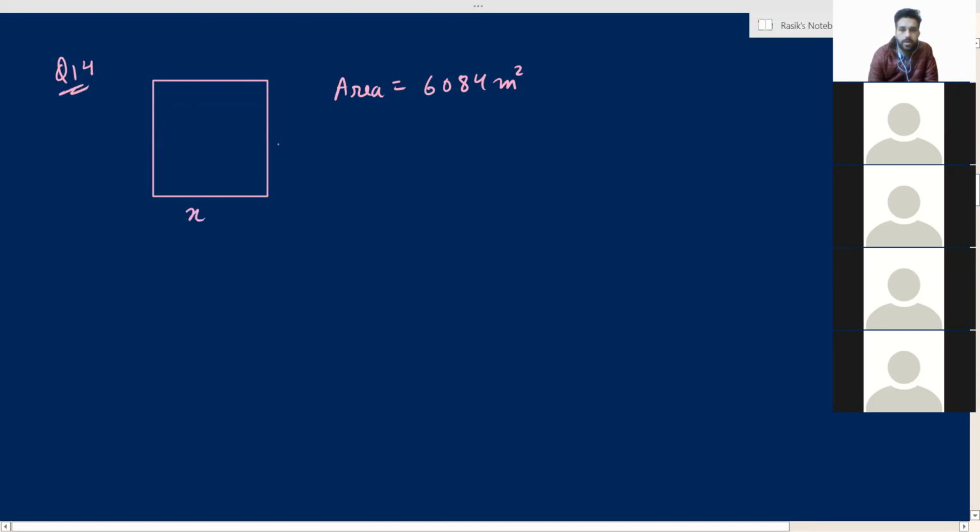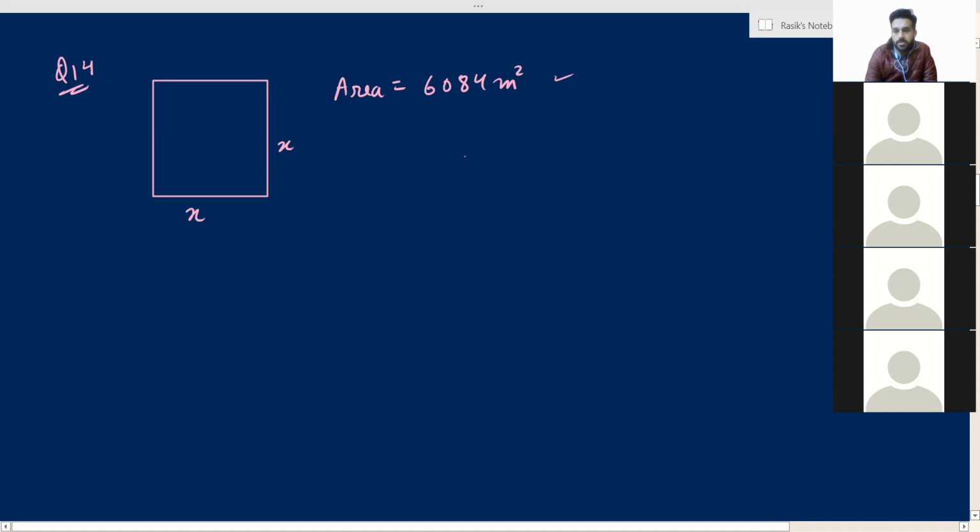Let the side of the square field be x. You have to find how much wire will be required if we want to go 4 times along the boundary of the plot. Boundary की बात हो रही है यहाँ पर. So boundary is related to the perimeter. Area is given, you have to find the perimeter. To find the perimeter, you will first find the side of the plot with the help of area, and then use the side to find the perimeter. And then we will multiply the perimeter by 4.